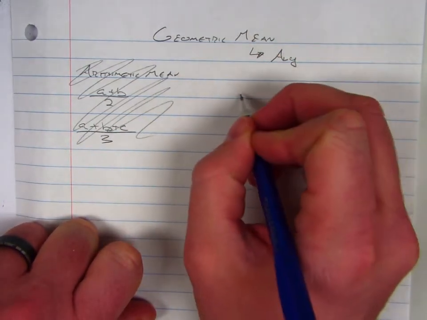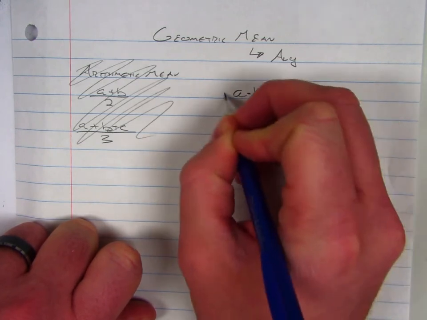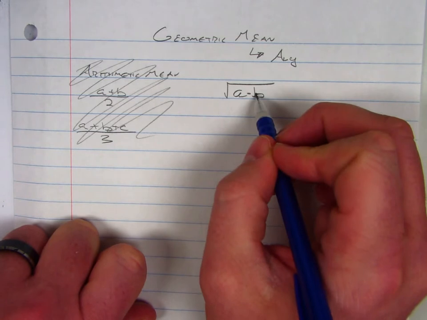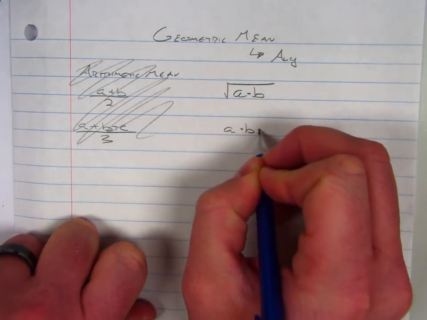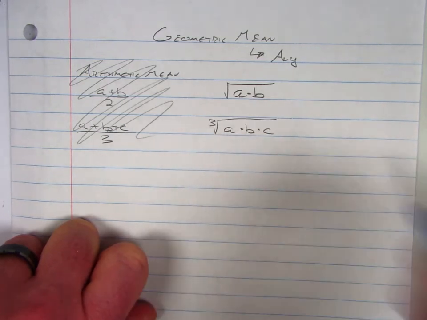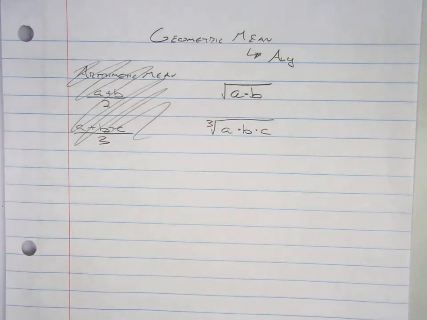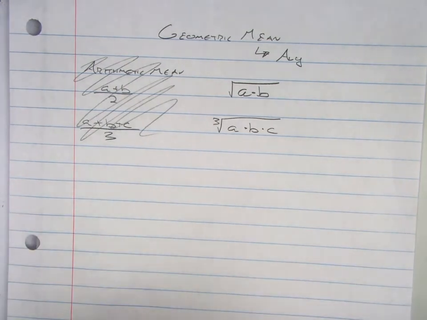In a nutshell, the geometric mean is the idea that if I have two numbers A and B, I can find the geometric mean by multiplying them and taking the square root. If you have three numbers, you would multiply them and take the cube root. So that's the basic idea behind geometric mean. Just a real quick application.